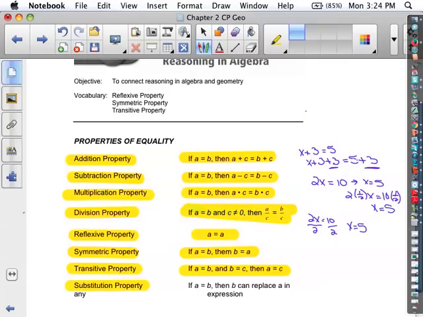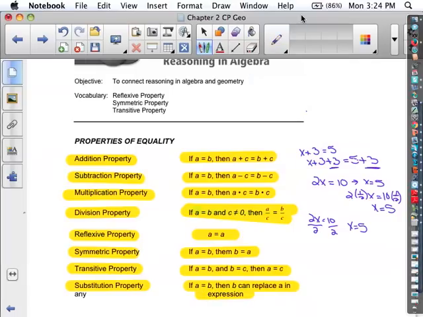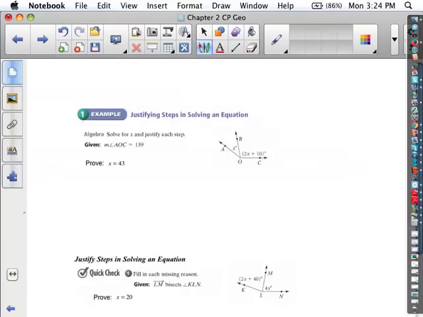Substitution property, if A is equal to B, B can replace A in any expression. Sorry, that "any" should be on the other side. It should be here, in any expression. So those are the properties of equality. We'll use those a lot in the proofs coming up tomorrow and then in the proofs in the next several chapters. So let's take a look at our first proof and how we can actually think about this proof.